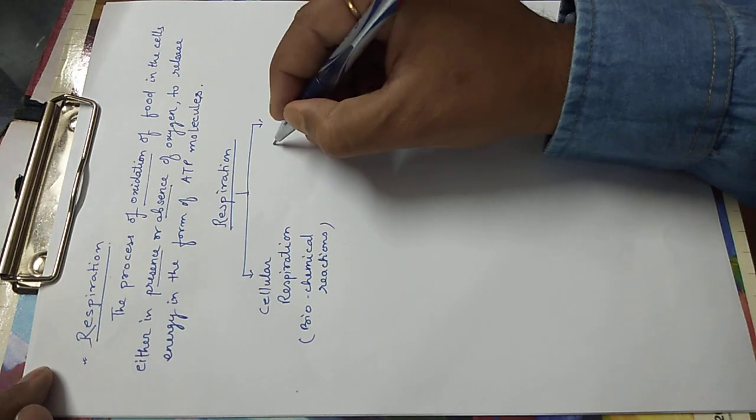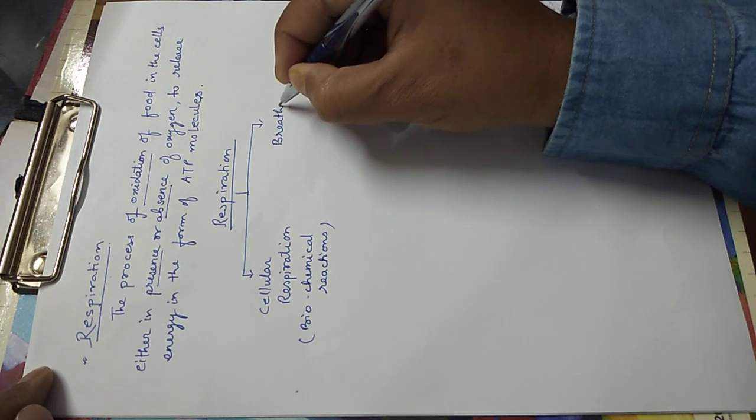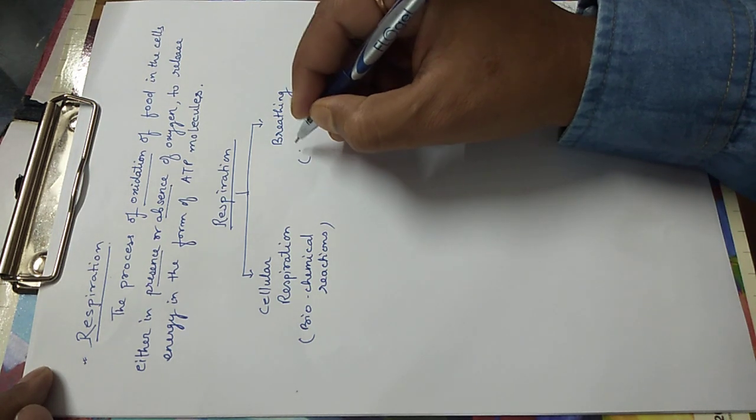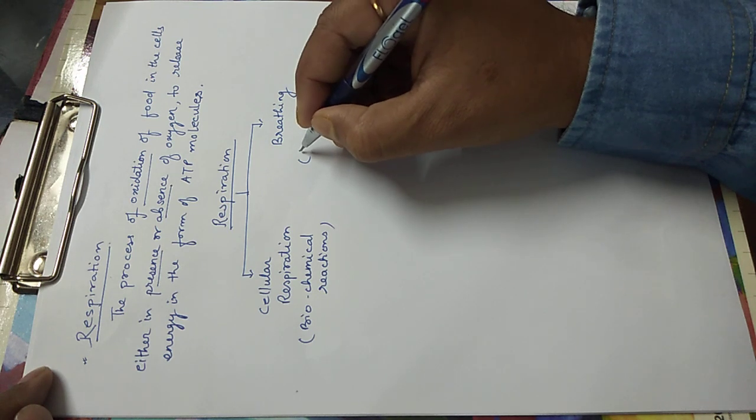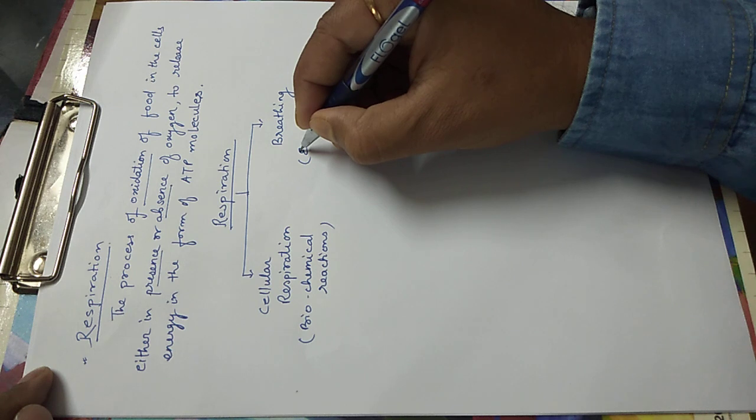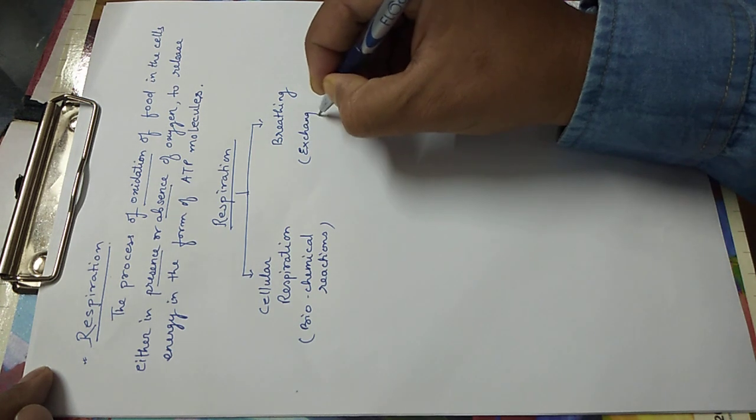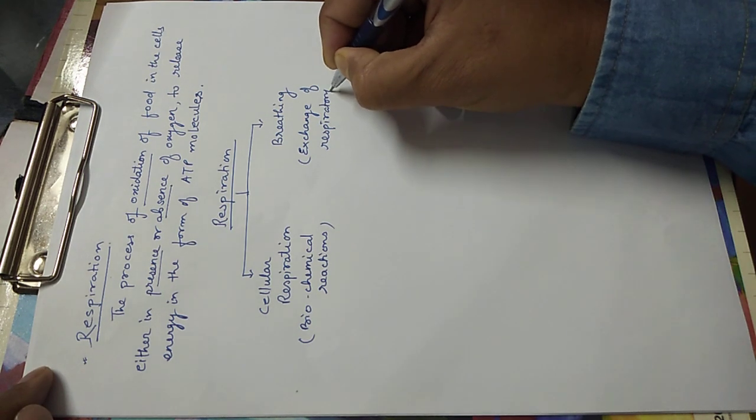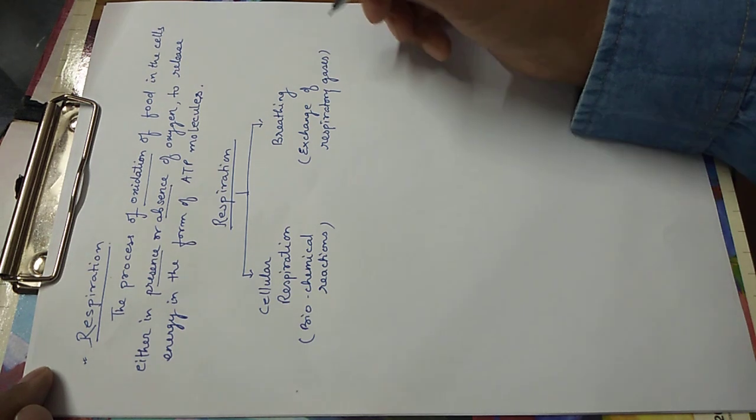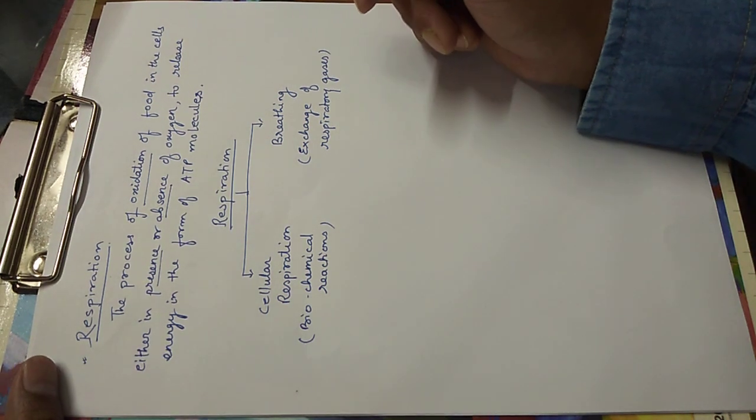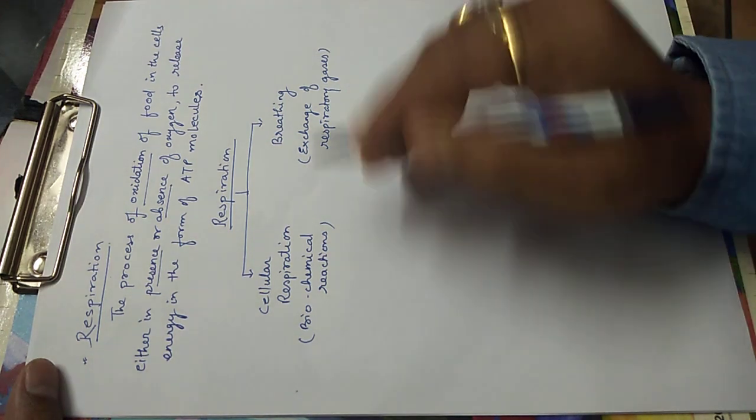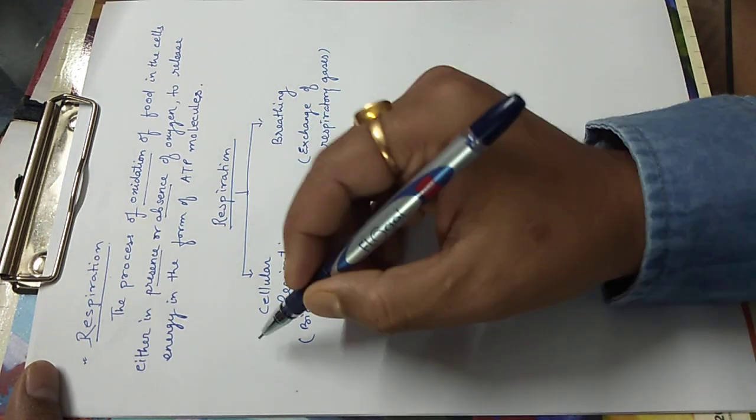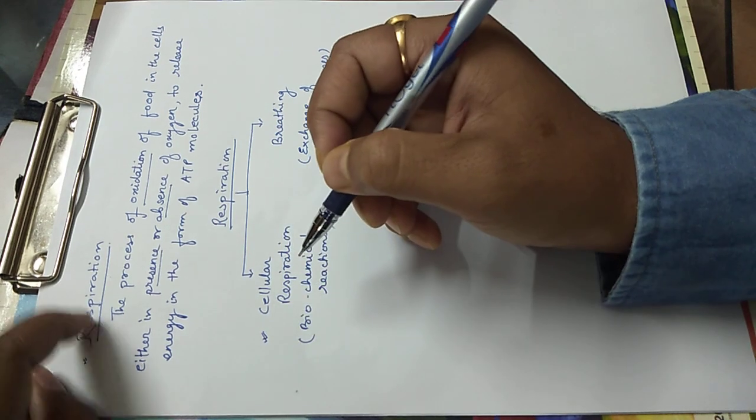And the second part is the breathing part. What is breathing? Breathing is actually a biophysical part where there is exchange. So it is a physical part which involves exchange of respiratory gases. That means oxygen will be taken in if it is aerobic respiration, and carbon dioxide will be released. So basically these are the two parts of respiration occurring in an organism. Now first we'll be discussing what happens in cellular respiration.